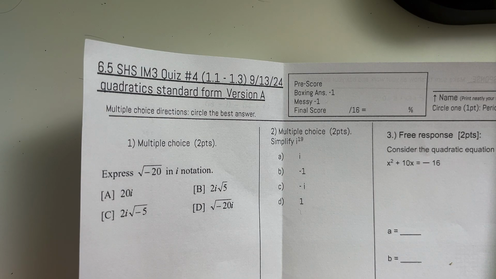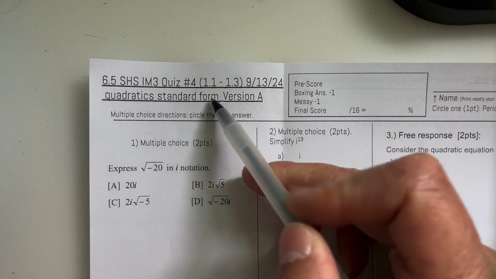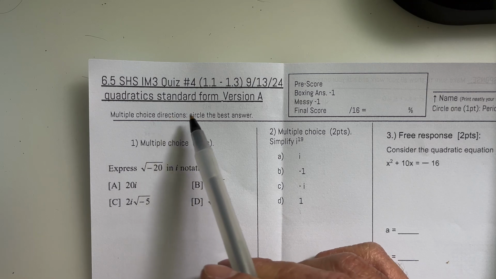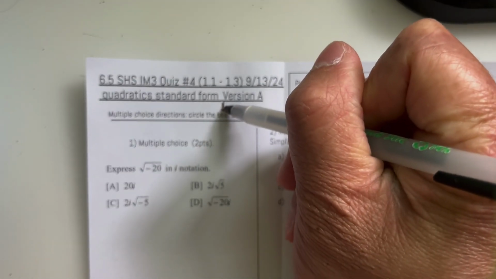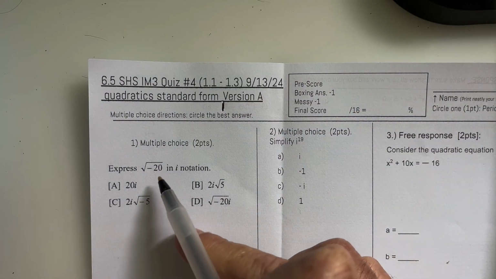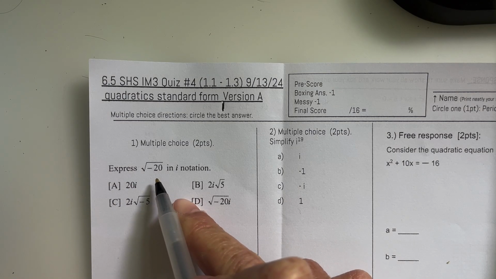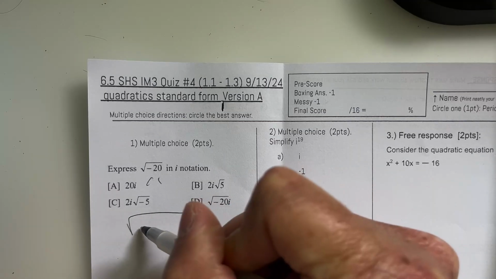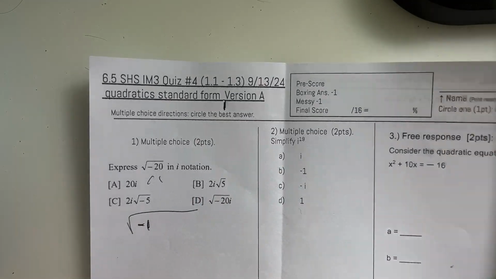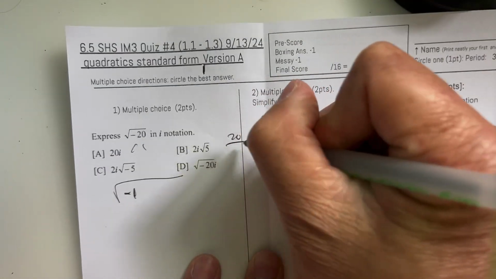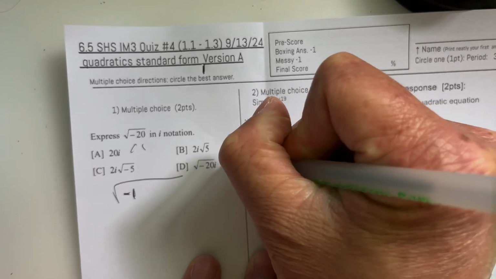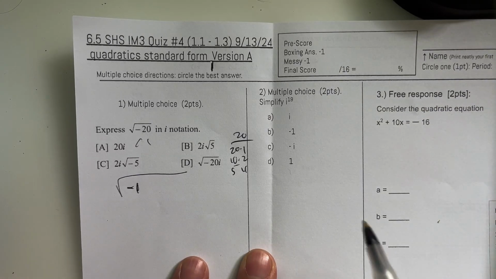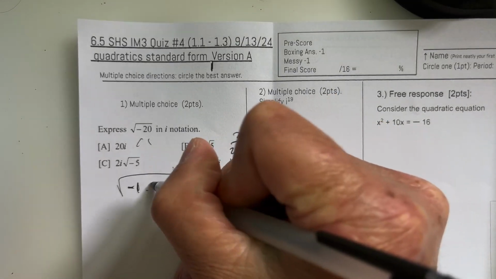Hey guys, let's go over your quiz number 4, 1-1 to 1-3, September 13th, 2024. Multiple choice, circle the best answer for questions 1 and 2. That means just one answer. Express the square root of negative 20 in i notation. If I break up negative 20 into negative 1 and the factors of 20: 20 and 1, 10 and 2, 4 and 5. Either of these will work, but 5 and 4 is the best one.